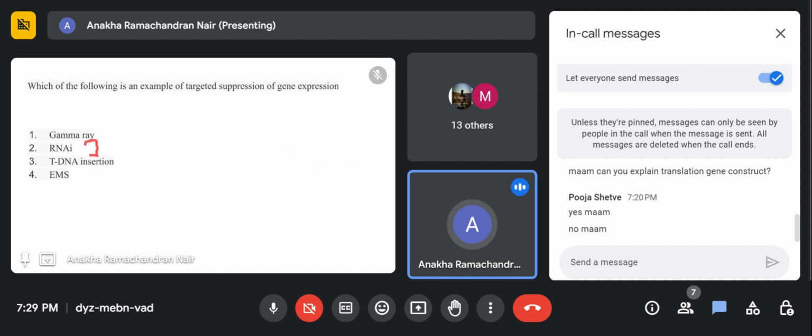RNAi or RNA interference is used for the targeted suppression of a particular mRNA. Okay, and the suppression of that mRNA using RNAi will lead to that protein not being formed. Okay, so you're suppressing the gene expression.